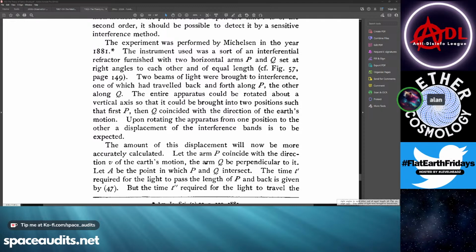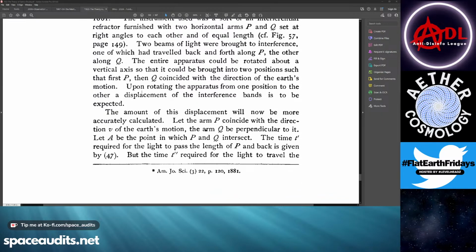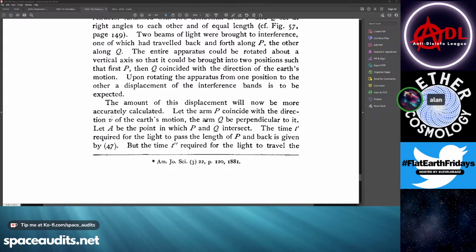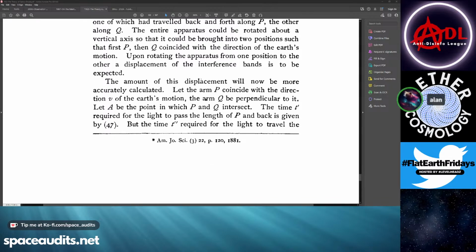Two beams of light were brought to interference, one of which had traveled back and forth along P, the other along Q. The entire apparatus could be rotated about a vertical axis so that it could be brought into two positions such that P and Q coincide with the direction of Earth's motion. Upon rotating the apparatus from one position to the other, a displacement in the interference bands is to be expected. The amount of the displacement will now be more accurately calculated.